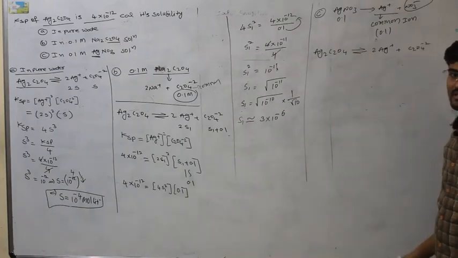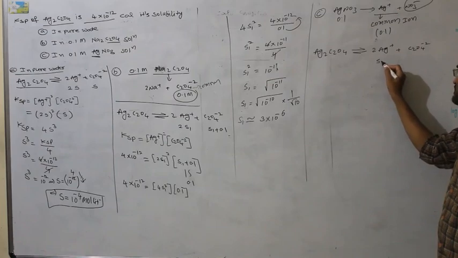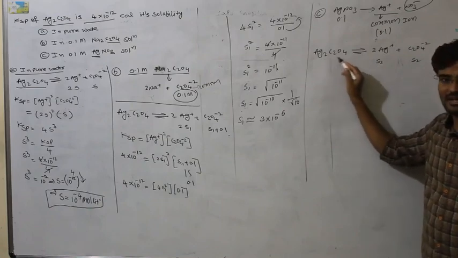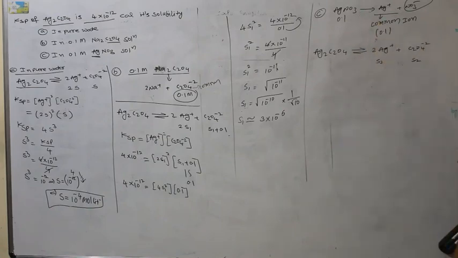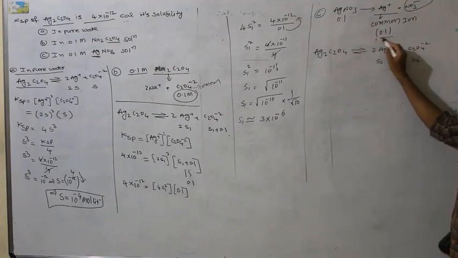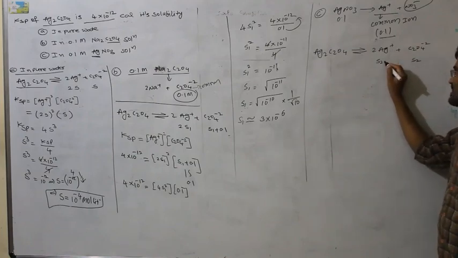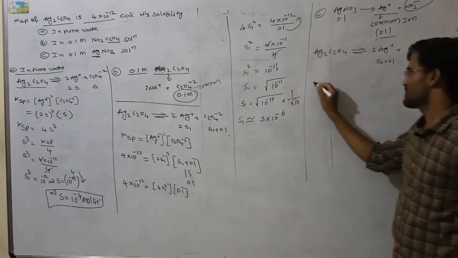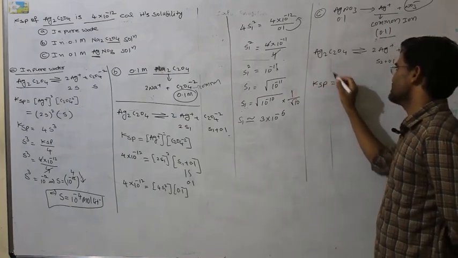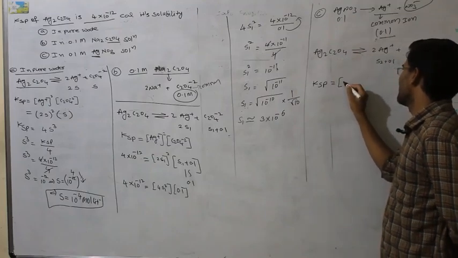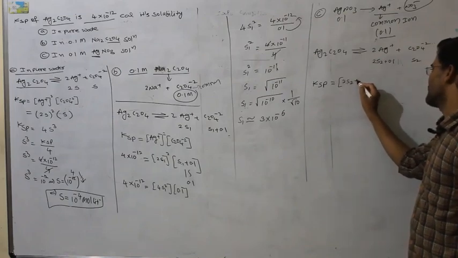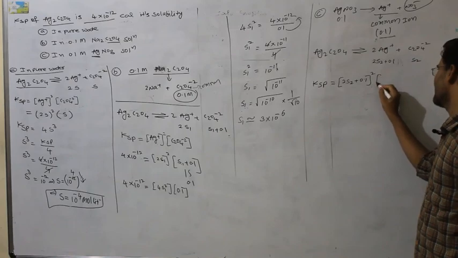I will take its new solubility as S2. The oxalate is also S2. But Ag plus ions are not only coming from silver oxalate, they are even coming from the silver nitrate, that is 0.1 molar. So we can make Ag plus ions 2S2 plus 0.1. This one you have to substitute in the Ksp expression. The Ksp expression of silver oxalate becomes, I am sorry, 2S2 plus 0.1 square into S2.